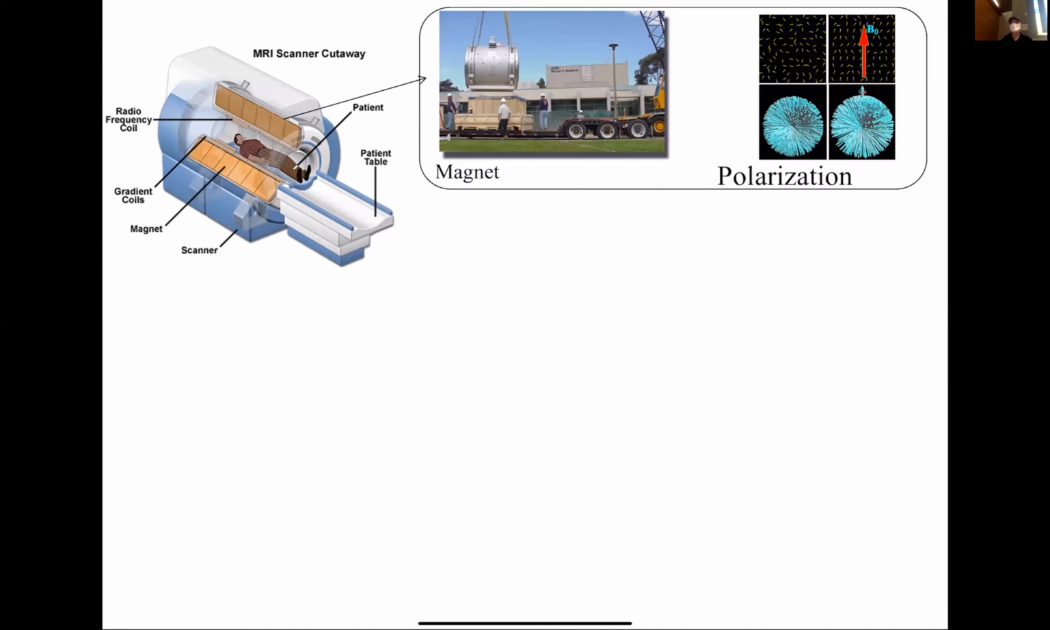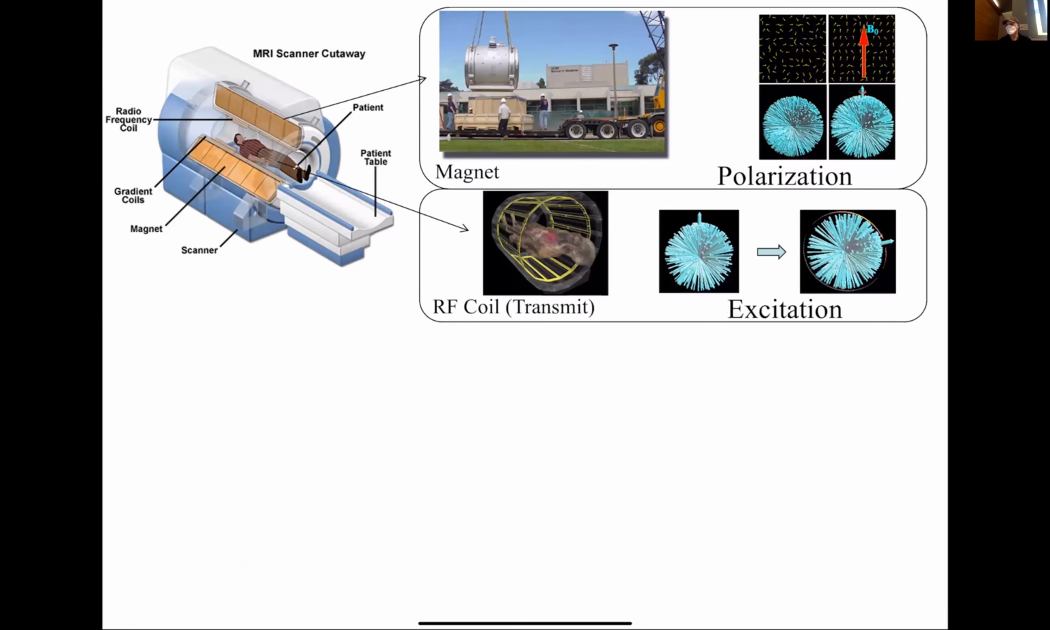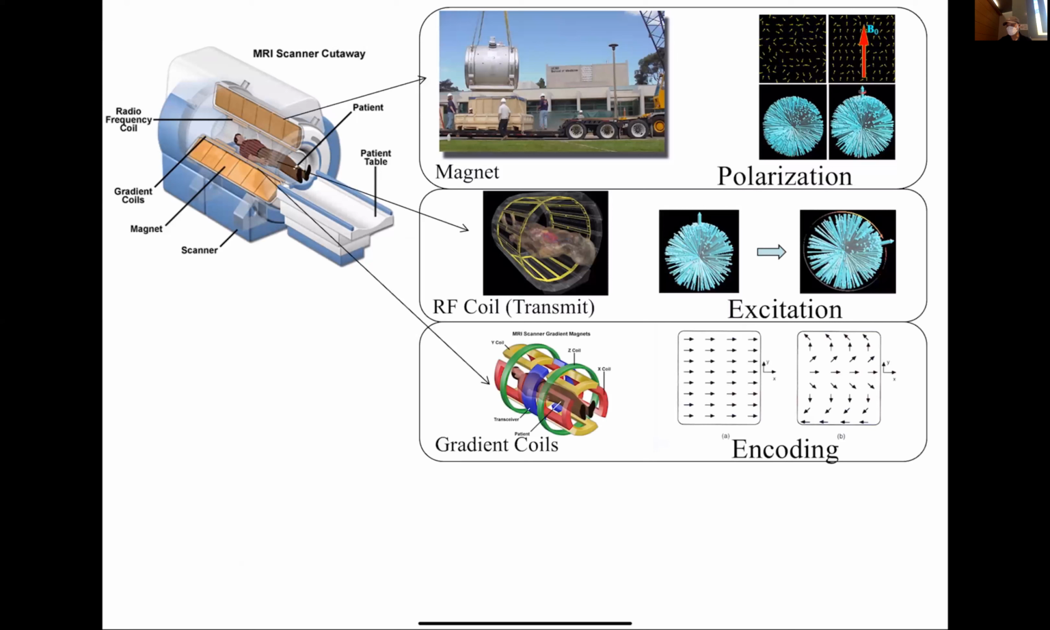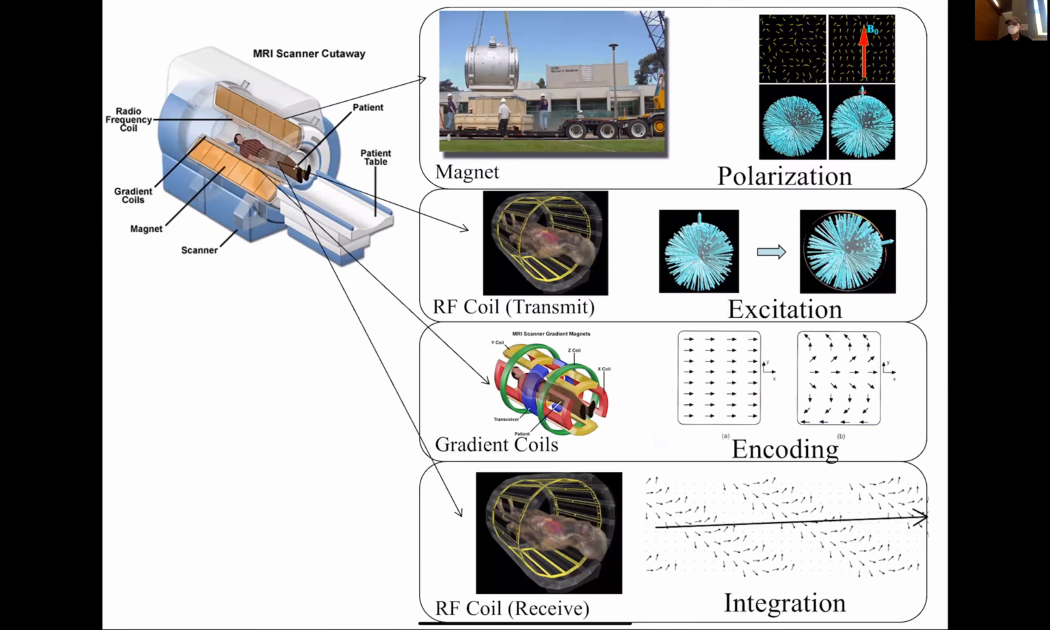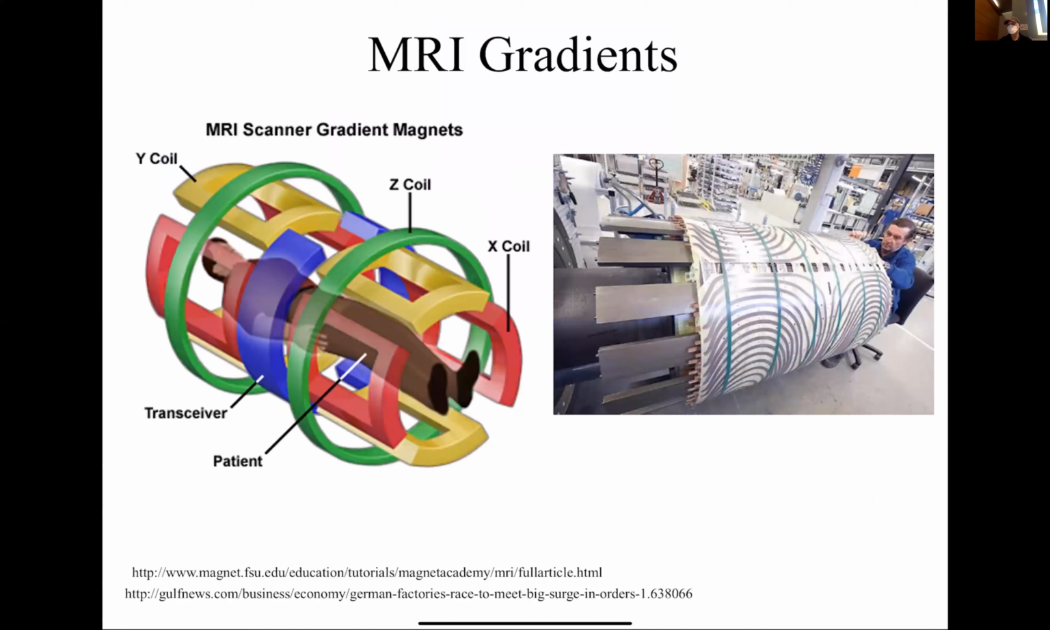Anything else? Okay, so just to recap and tell you where we're going, we've talked about polarization, excitation, and also relaxation. Now we're going to talk about encoding and integration. So remember the MRI gradients. There's an X gradient, a Y gradient, and a Z gradient, and their job is to create non-uniformities in the magnetic field. For this course, we're going to talk about linear gradients. There is research being done in nonlinear gradients, but that's more cutting-edge research, so we're not going to talk about that. So when we talk about gradients, we're always going to be talking about linear gradients.